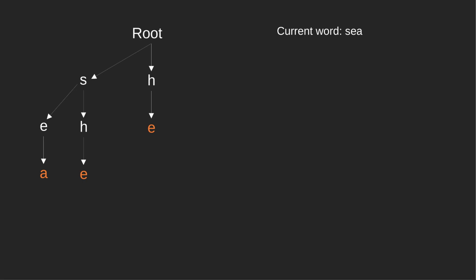For sells, we have S from root. We have E from S. Now we add an L, another L, then S. Mark that final S. And hell, we have H from root. We have E from that H. Now we add an L, then another L. Mark it. So you end up with this tree where paths that share prefixes actually share nodes. She and see both start with S, so they share that node. He and hell both start with HE, so they share those 2 nodes.